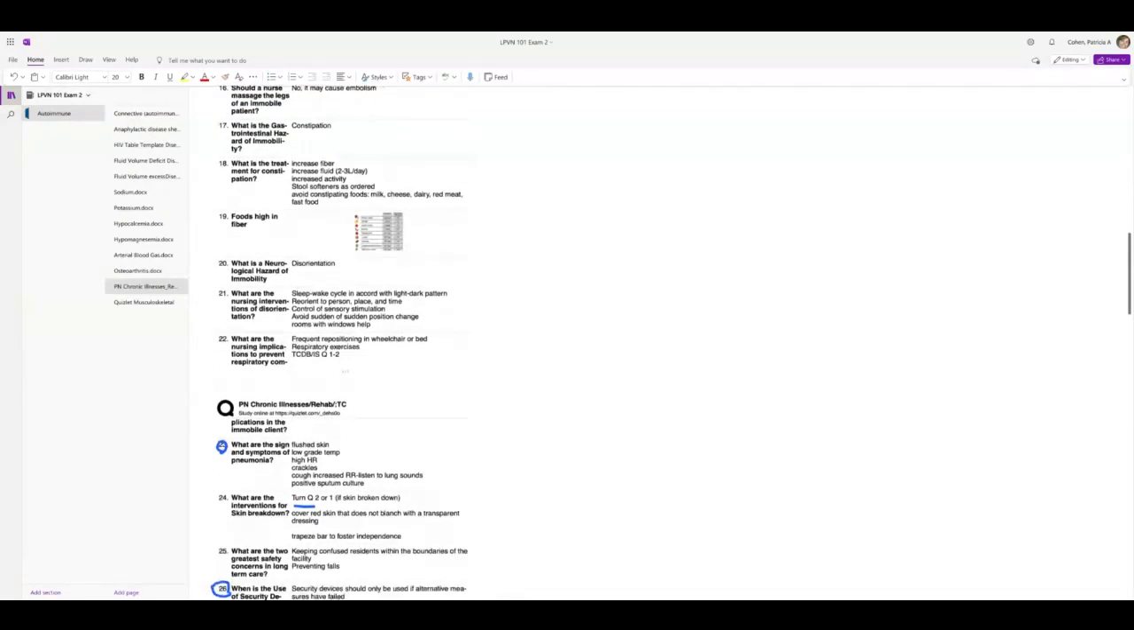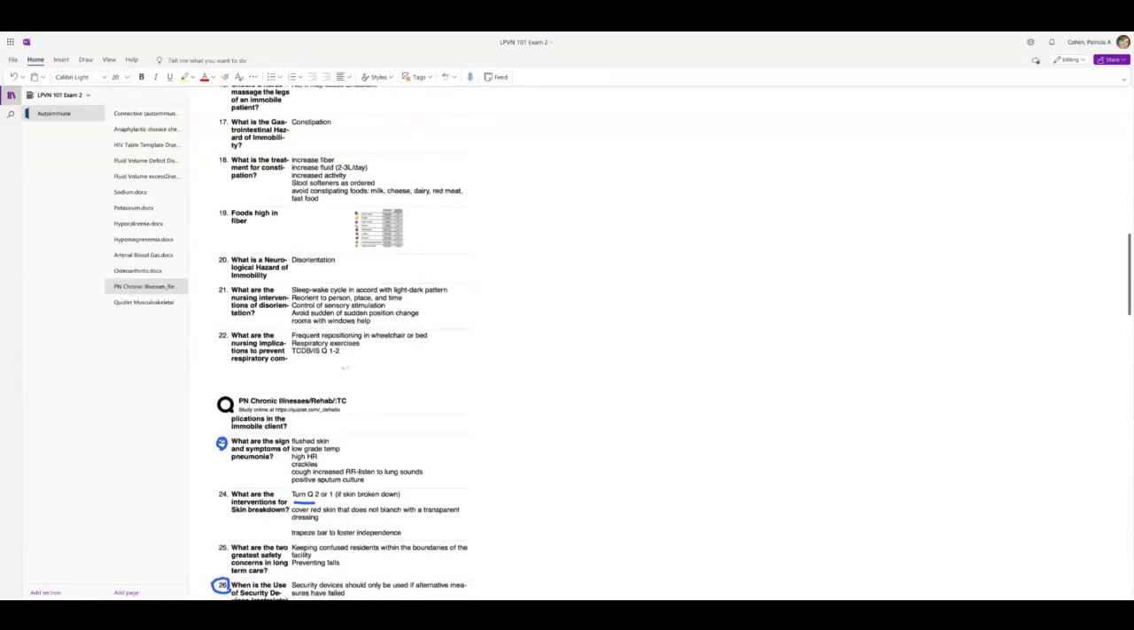And neuro-wise, they could get disoriented. So what really helps is a room with a window, okay? Reorient them frequently, and like if they're in a skilled place, having a calendar with big numbers on it, that can help as well.